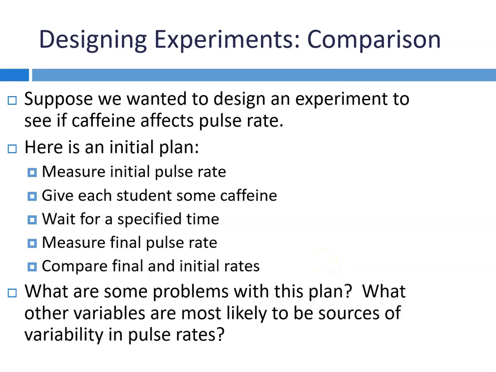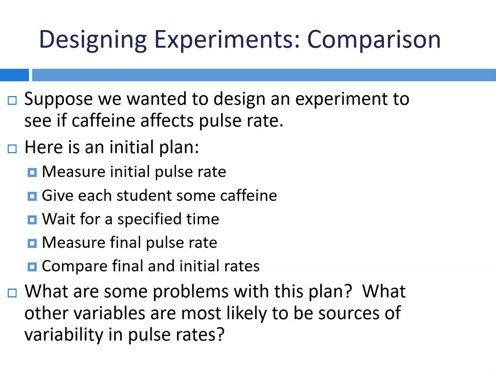Hi everyone, in this video we're going to be discussing some of the aspects involved in designing experiments. Some of those will be including comparison, blinding and the placebo effect, random assignment, and control and replication. Alright, let's get started. Suppose we want to design an experiment to see if caffeine affects pulse rate.